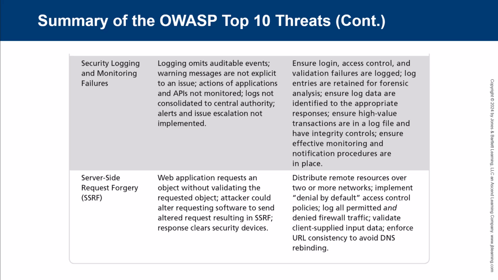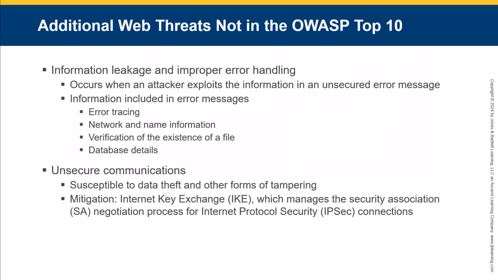Security logging and monitoring failures. Logging omits auditable events. How do we fix it? Lastly, server-side request forgeries. A web app requests an object without validating the requested object. How do we fix it? Those are the types of questions we have to be asking. Additional web threats not in OWASP could be a drill down version, so do keep that in mind, but information leakage and improper error handling.